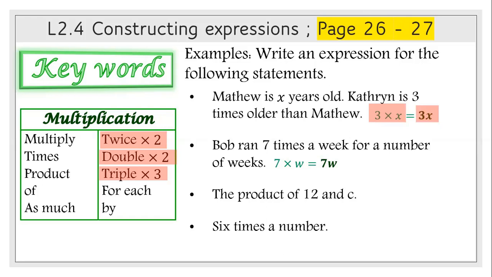When I say the product, it means times, but I'm not going to write 12 times C, I will write it 12C. Again, what does it mean? Multiply. 6 times a number. I'm not going to write 6 times a number as an operation. I will write 6N. But I do not do this if they are numbers, by the way. Only if it's a number and a letter.